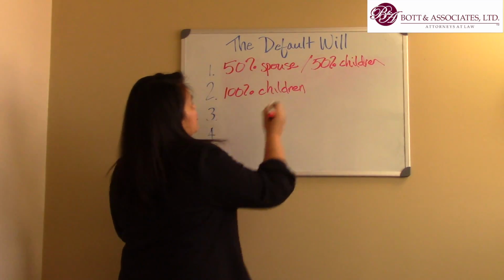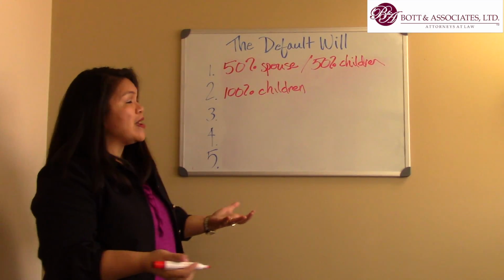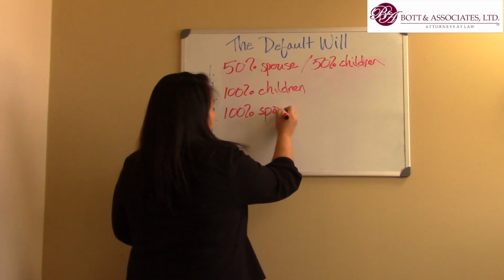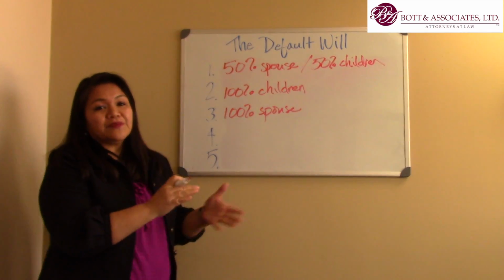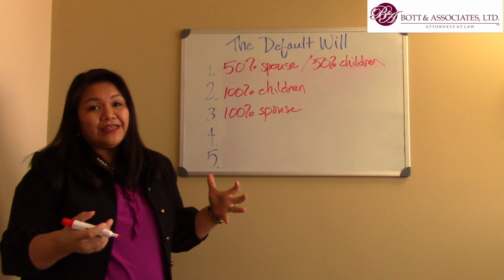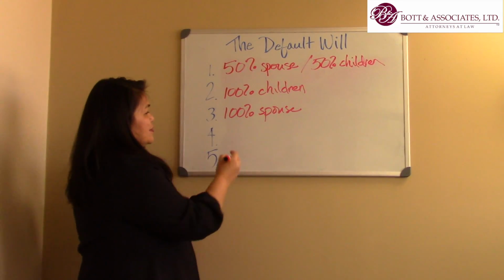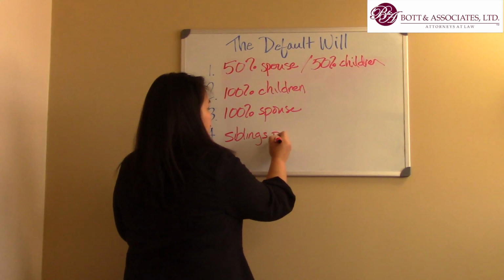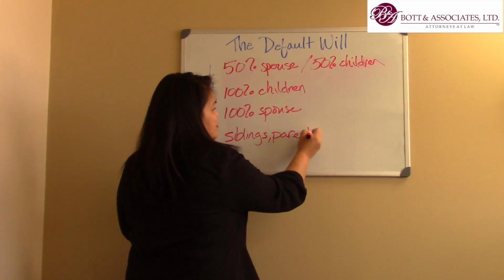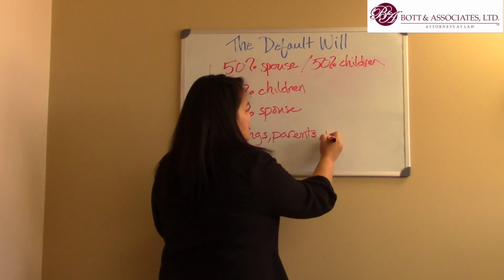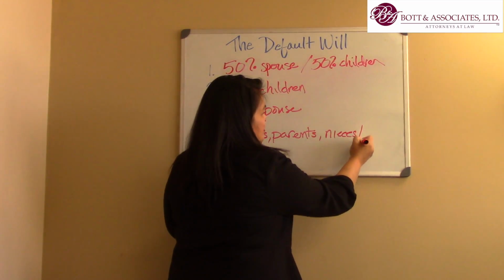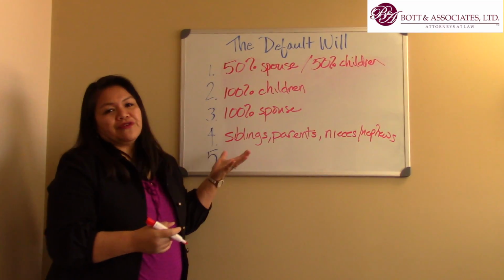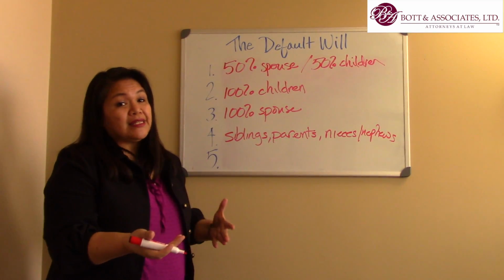If you don't have a spouse and all you have is children, then certainly it goes 100% to children. And vice versa, if you don't have children and all you have is a spouse, it goes 100% to your spouse. If you have neither spouse nor children, your assets will go to your siblings, parents who are alive and survive you, and then possibly nieces and nephews, depending on whether some of your siblings have predeceased you.